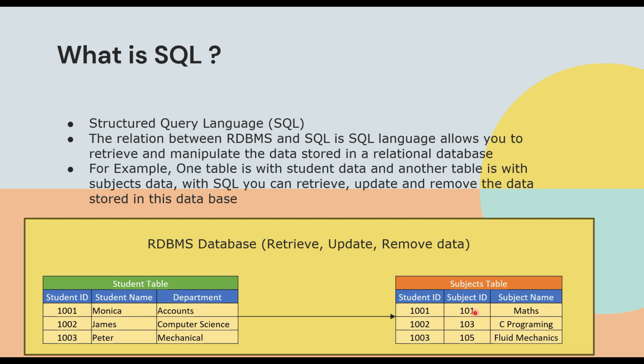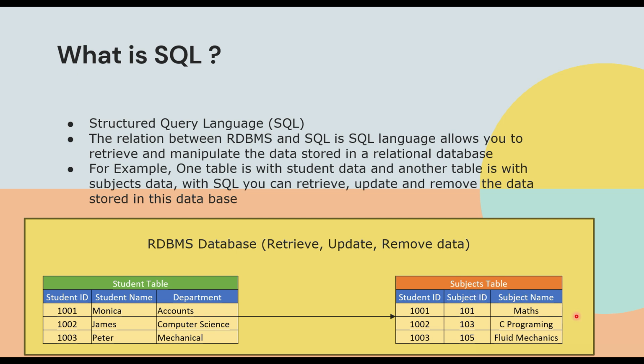So here there are two tables: student table and subjects table. The student table has student ID, student name, and department, and the subjects table has student ID, subject ID, and subject name. These two have a common column called student ID, using which they can be combined, right? Using this combination you can find out which student has what subjects. This is how an RDBMS relates one table to another table.